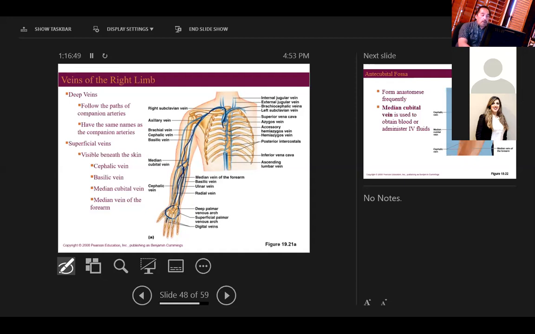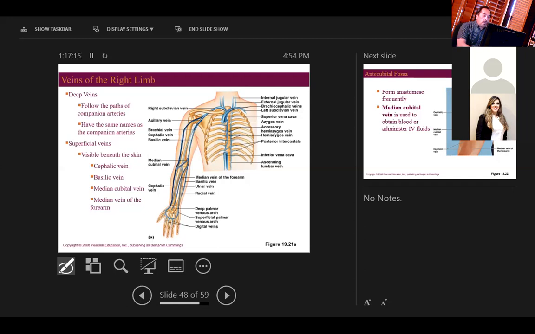Same deep veins. The only unique thing about this area is the superficial veins. This is the one where you will put an IV. These are the veins you can see just on top of your skin. There are two veins located to the side. This is called the cephalic vein. It runs from the arm to the forearm, on the thumb side. And this one is on the pinky side.